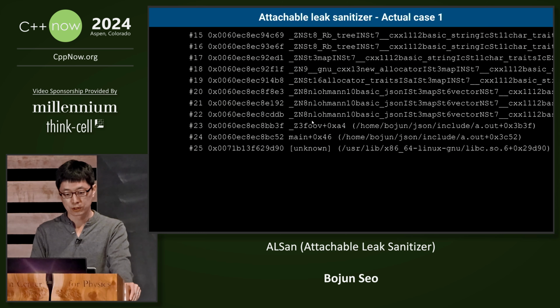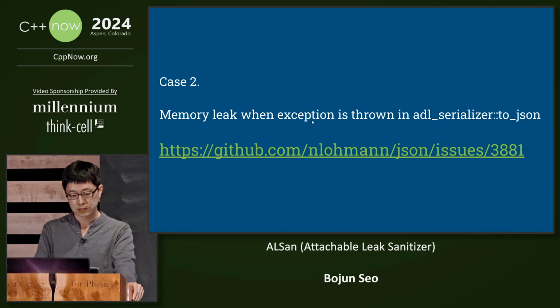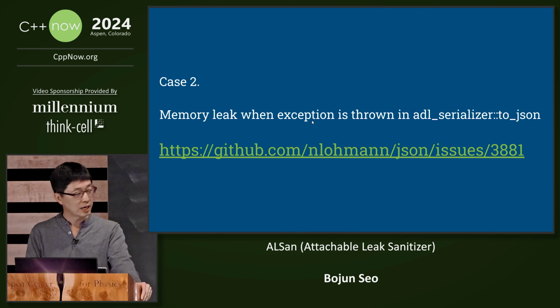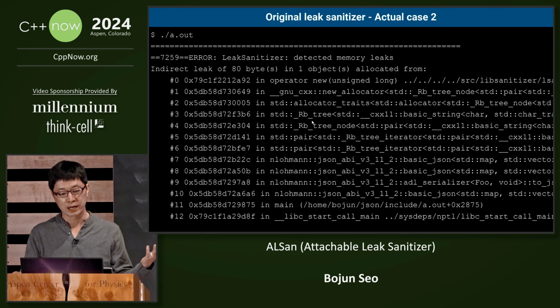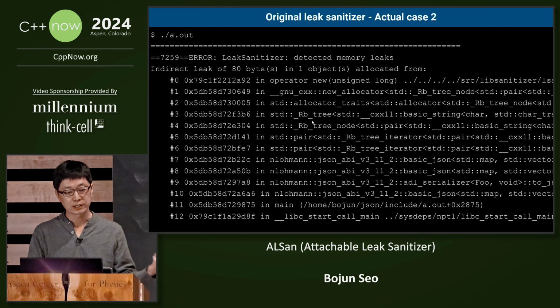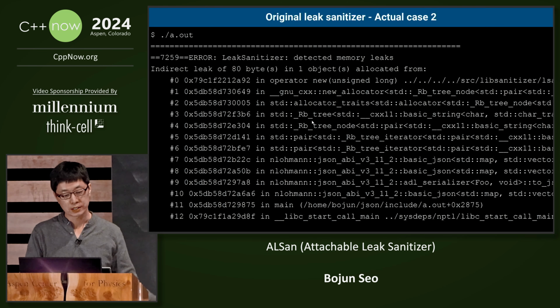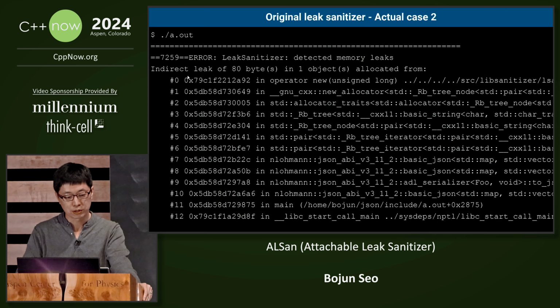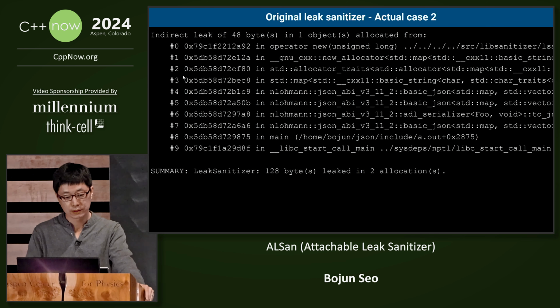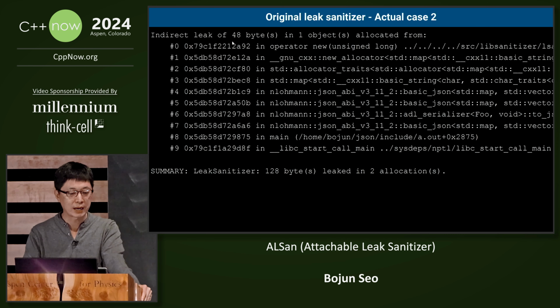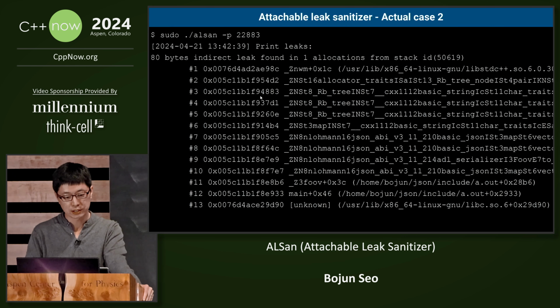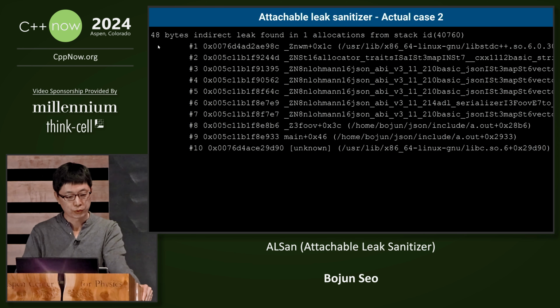Okay, move on to the next case. Similarly, I run the original Sanitizer for this, and I get 8 bytes of indirect leak and 48 bytes of indirect leak. And I apply the Attachable Sanitizer, and here you can see 8 bytes of indirect leak, and 48 bytes of indirect leak as well.